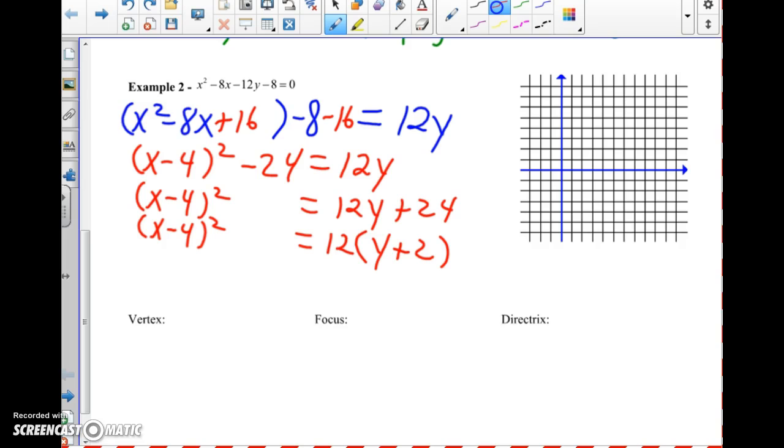What's the vertex? Be smart. It's x, y, 4, negative 2. That's what you have to be careful of always. And the 12 is not negative, it's positive. You added the 12 over. Alright, so go put that on the graph now. 4, negative 2. Here's the vertex.